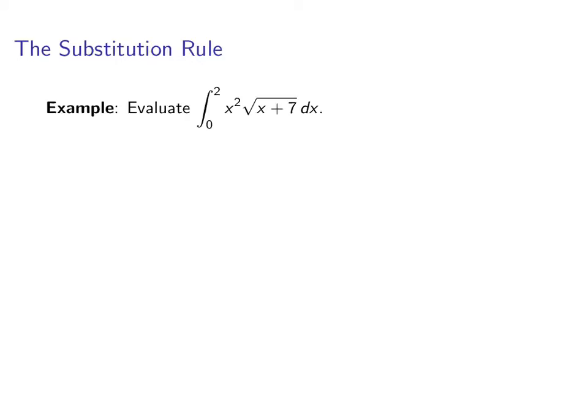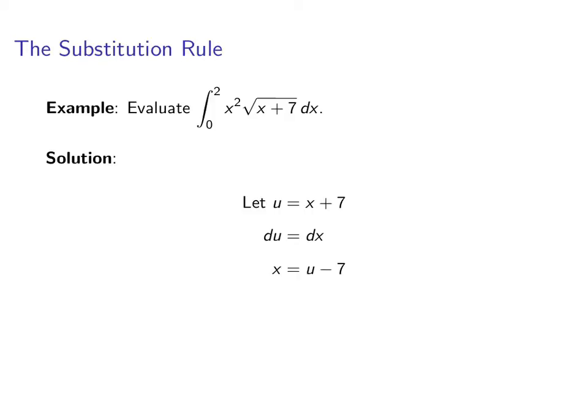We'll do the integral from 0 to 2 of x squared times the square root of x plus 7 dx. We're going to do this with a substitution. We'll let u be equal to x plus 7. That's our inside function. That's pretty typical. du is equal to dx. Well, that's nice. We don't even have to fix anything up.